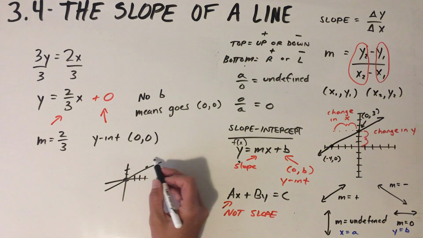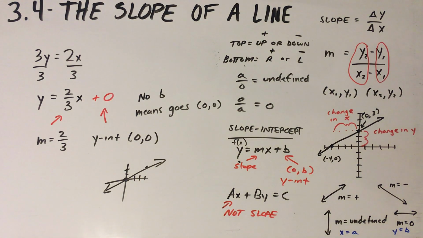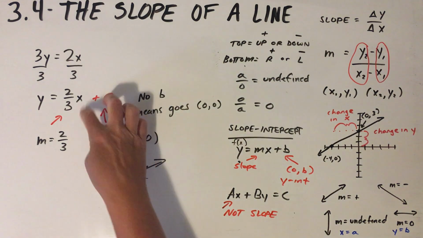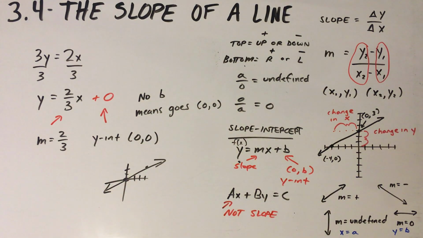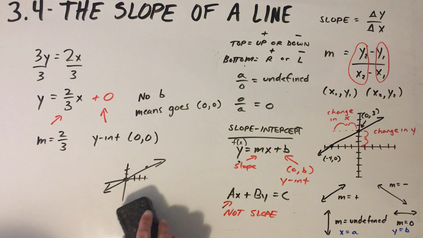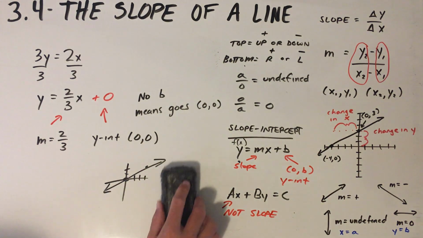This equation would look like this. Now this isn't asking you to graph, but I just want to make sure that we understand that when there's no b, my y-intercept is 0, 0, and the line goes through the origin.